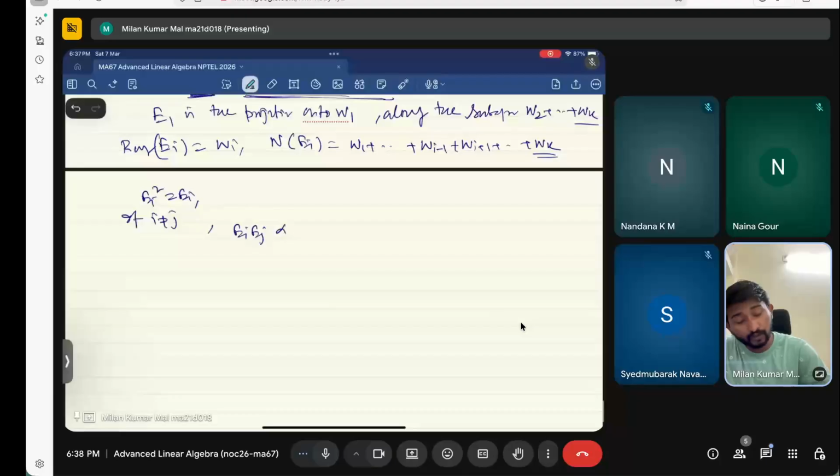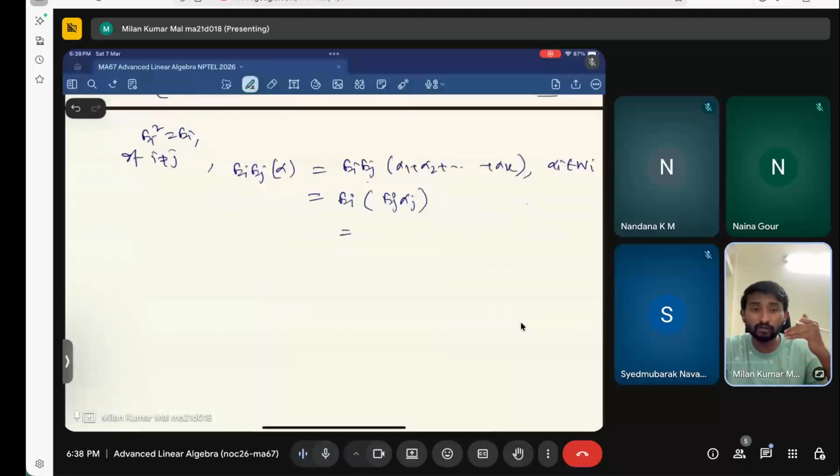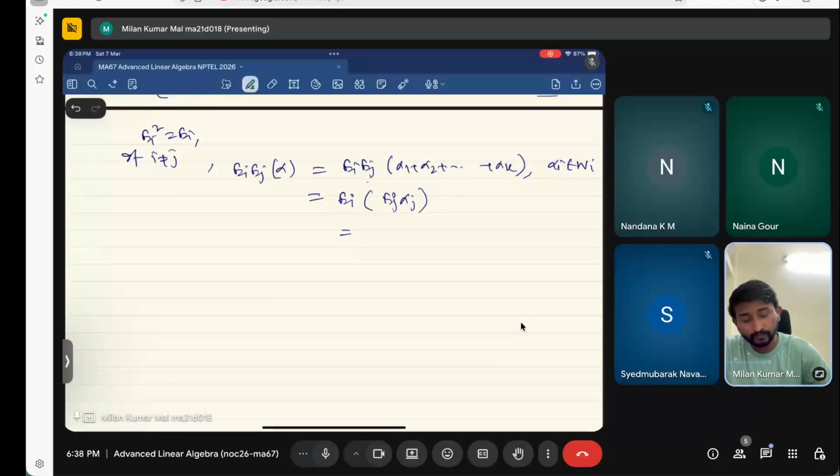alpha i is in Wi. Now Ej will map every element to 0 except alpha j. So Ei Ej alpha is like Ei into alpha j. But alpha j is in Wj, and as Ej is the projection on Wj, it sends alpha j to alpha j, while Ei, with i not equal to j, should map any element in Wj to 0. So if i is not equal to j, this will be 0.